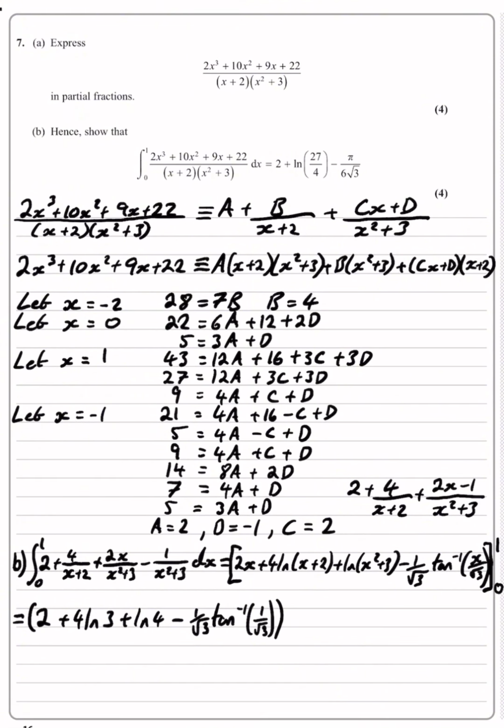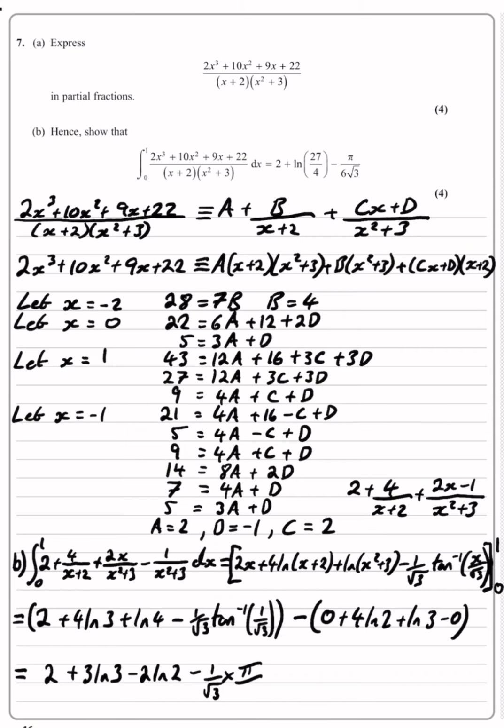And then when we plug 0 in, we get 0 plus 4 ln 2 plus ln 3, and of course tan of 0 is 0, so that last bit will disappear. Okay, let's tidy everything up. So we've got the 2 at the front, 4 ln 3 take away ln 3 is going to be 3 ln 3, and subtract 2 ln 2. Inverse tan of 1 over root 3 is pi over 6. So we get 1 over root 3 lots of pi over 6.